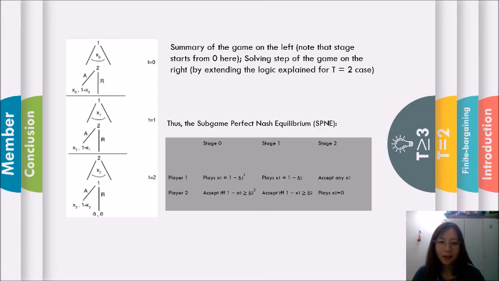In this stage, player 2 will be the one who offers player 1 an amount of dollars. Player 2 will place x2 equal to 0 in order to maximize his payoff. In this stage, player 1 is forced to accept any x2 amount in order to maximize their payoff.